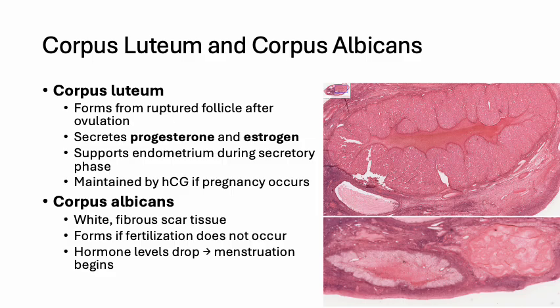If fertilization and implantation occur, the embryo secretes HCG, human chorionic gonadotropin hormone, which preserves the corpus luteum and keeps hormone levels high. But if pregnancy does not occur, the corpus luteum degenerates after about 10 to 14 days and becomes the corpus albicans, which is a small white fibrous remnant. As hormone levels decline, the endometrial lining is shed, marking the beginning of a new cycle.